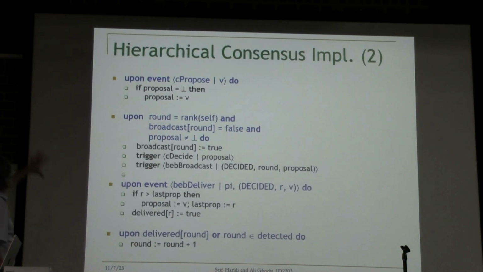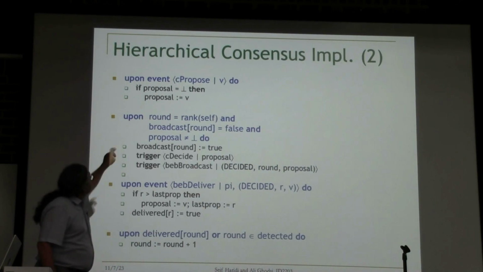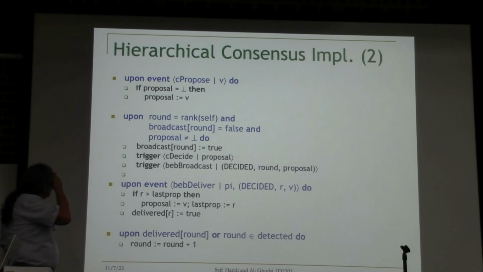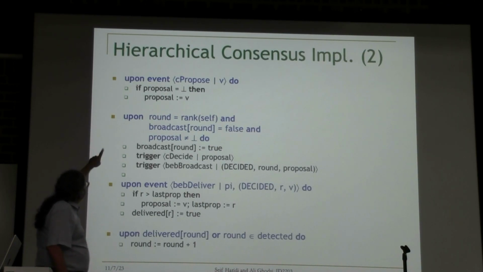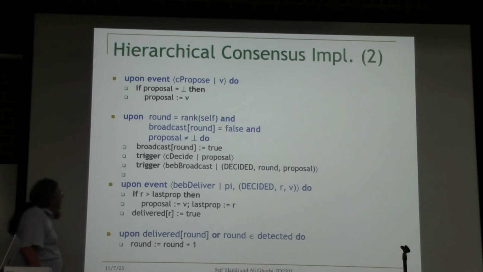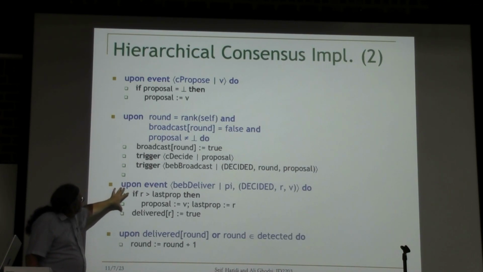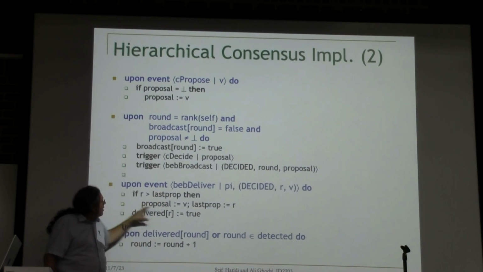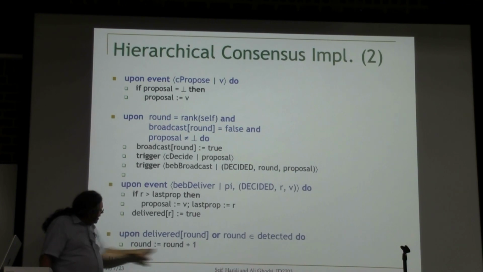We have 4 rules here. The first one is propose, which is very easy. If the proposal is bottom, this weird symbol, meaning it's uninitialized, then we set it to the input value. So we initialize the proposal variable. Then we have a condition for deciding. Then we have the best effort deliver, the messages that arrive. The condition on deciding is going to broadcast, and this condition is going to deliver the broadcast. And finally we have a rule that increments the round number.